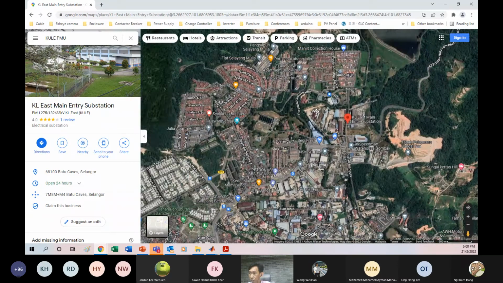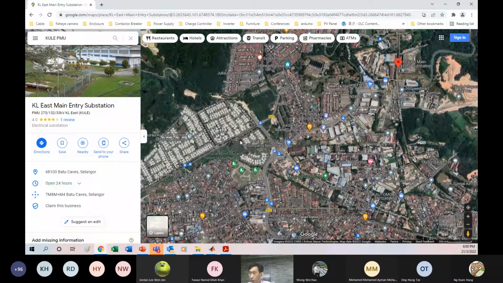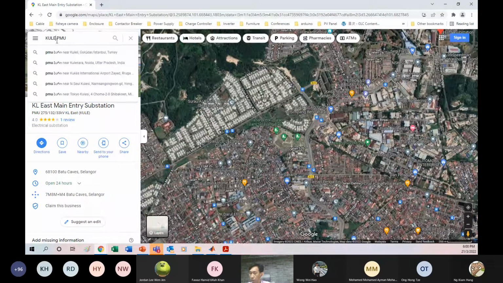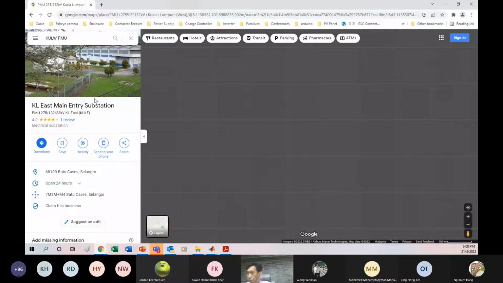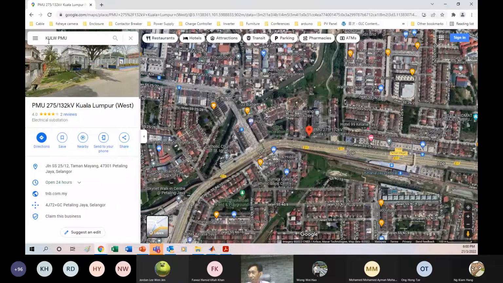There are KL South, KL North, East, Southwest, and West. KL West is almost near Klang already. You just type K, you have to know the code. TMB always uses something like KULW or some other names. When you look at the drawings and the design many times, you will slowly become familiar. This one is situated at the LDP, on the west side.